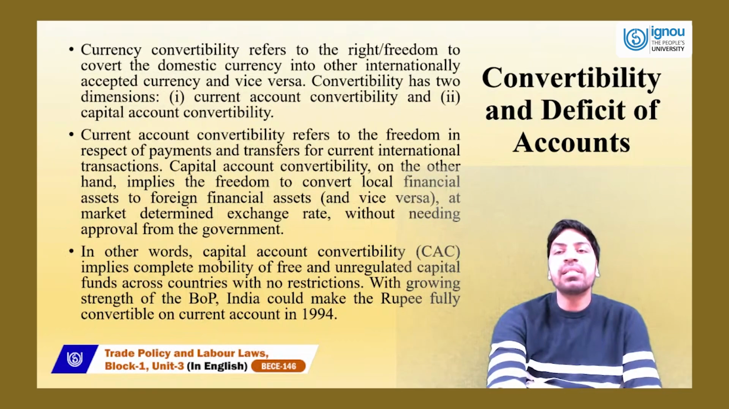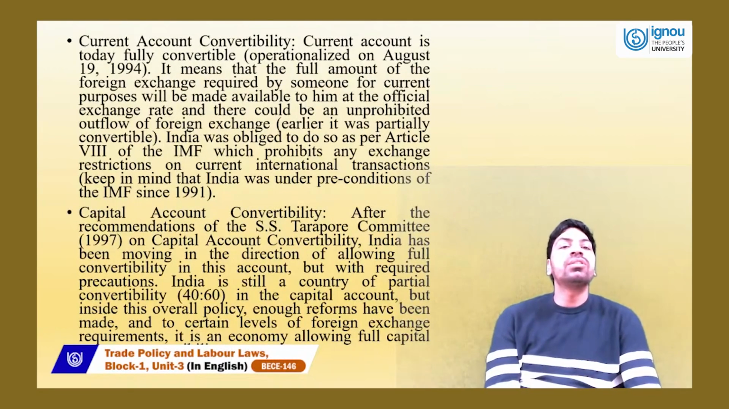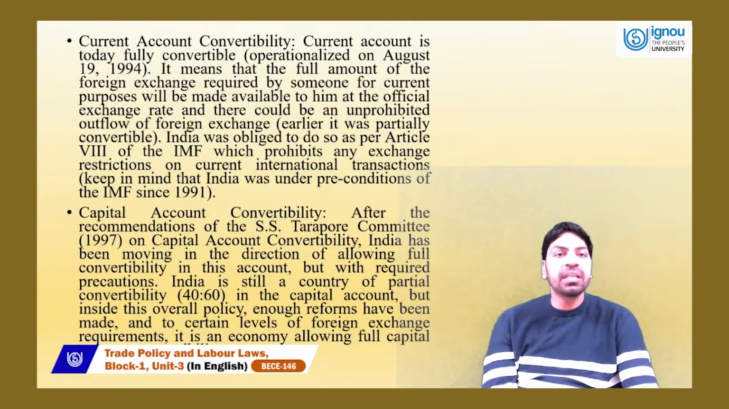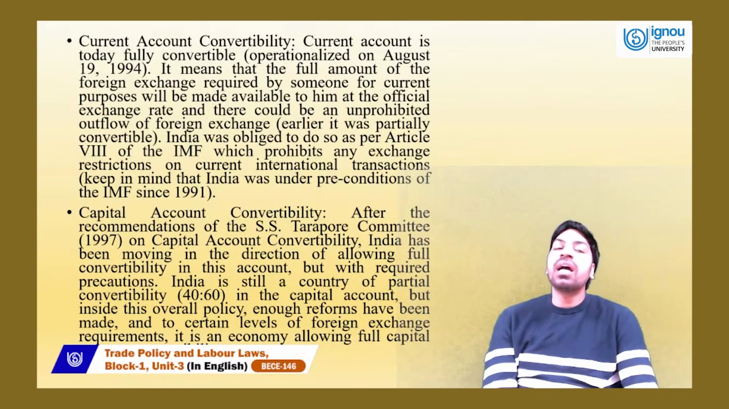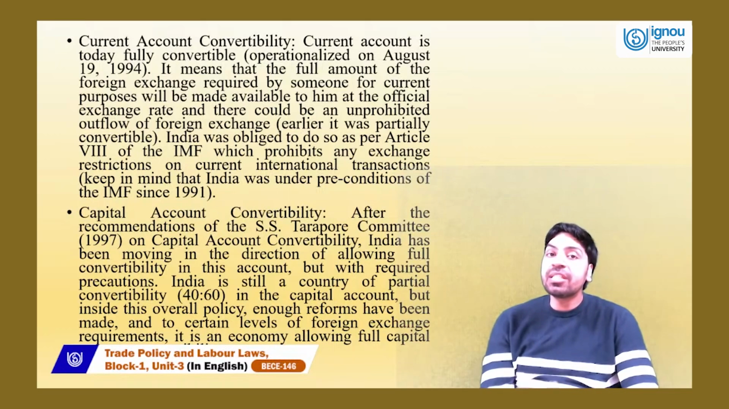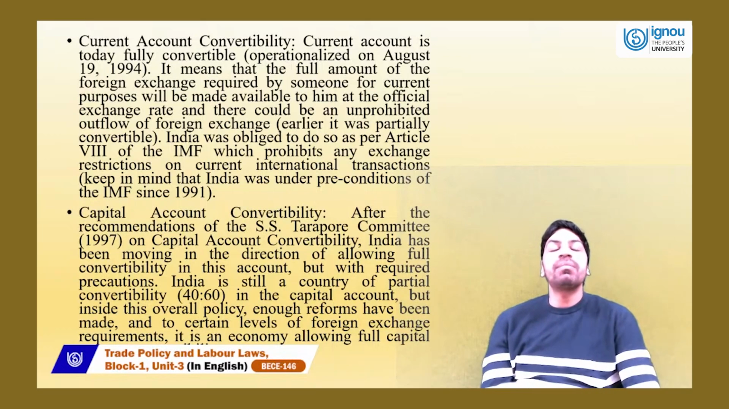Let's come to the statistical data of current and capital account convertibility: in what ratios it has been converted, and when it started. The current account today is fully convertible and was operationalized on August 19, 1994. It means the full amount of foreign exchange required by anyone for current purposes will be made available at the official exchange rate, and there will be no restriction on the outflow of foreign exchange.